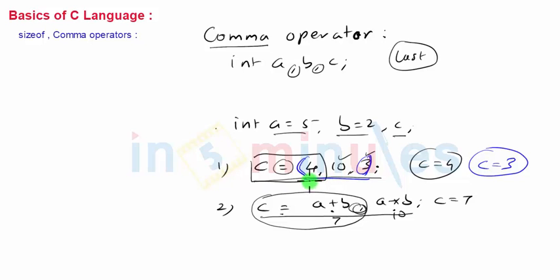Commonly we don't use the comma operator to work like this in expressions. Commonly it is used just to separate multiple variables in a given expression.